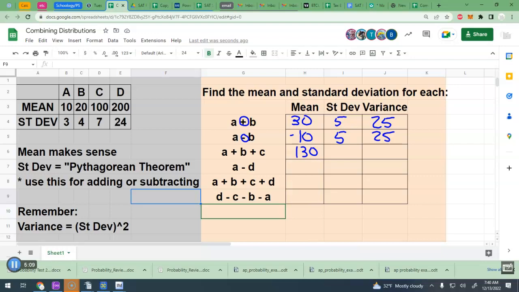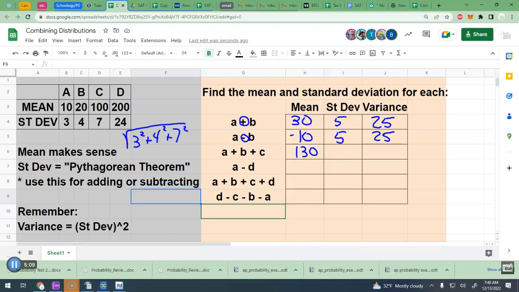Then for A plus B plus C, the mean I just add up. The mean is easy, just do what you expect to do. Standard deviation, now it's not really the Pythagorean theorem anymore because there are 3 things under the square root, but you do the exact same idea. You square the standard deviations, add them all up, and then square root the total. So 3 squared plus 4 squared plus 7 squared: 25 plus 49 is 74.